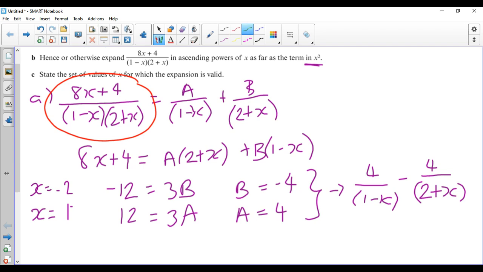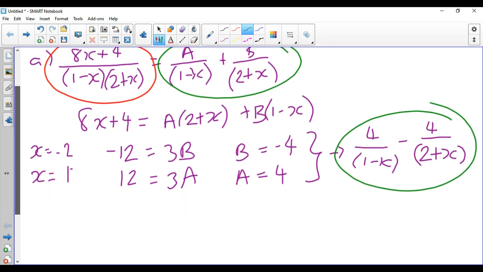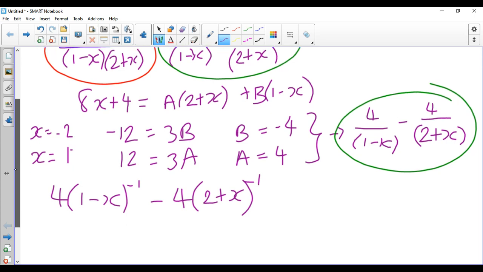Whereas if I go with this side, or more particularly this one, all I've got to do is write that one in index form. So that would be 4 lots of 1 minus x to the minus 1 minus 4 lots of 2 plus x to the minus 1. Now, I've still got to do my expansions for the two brackets, but then all I have to do is multiply them by 4 and take them away from each other. That's a lot easier than multiplying out 3 long brackets. So always work with partial fractions whenever you're being asked to expand.